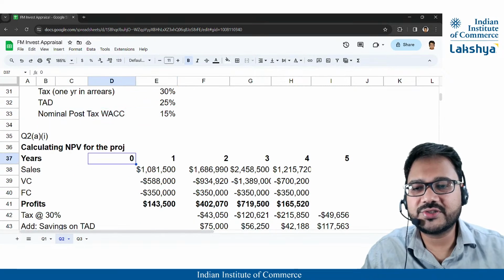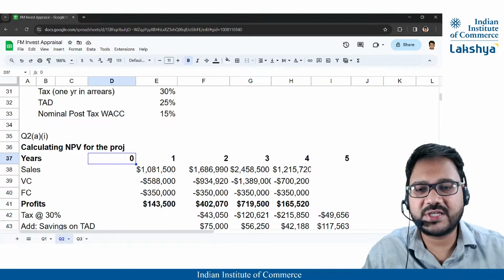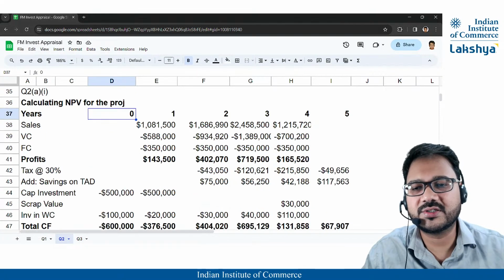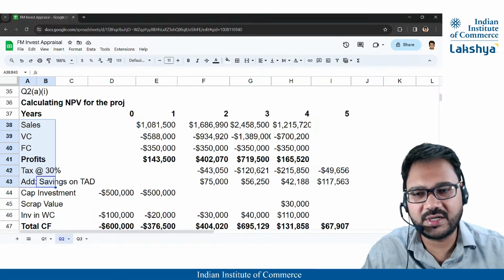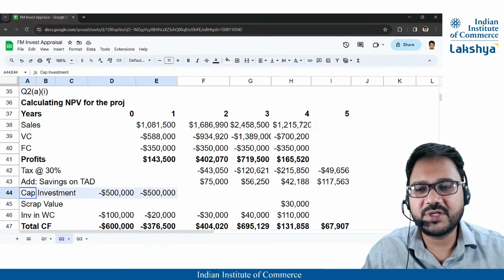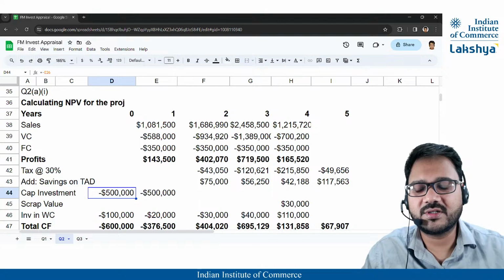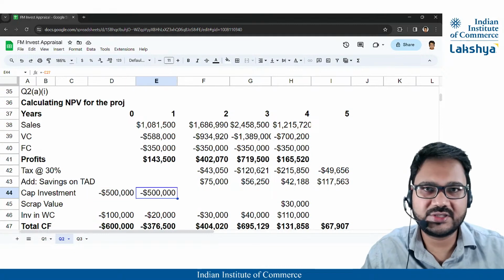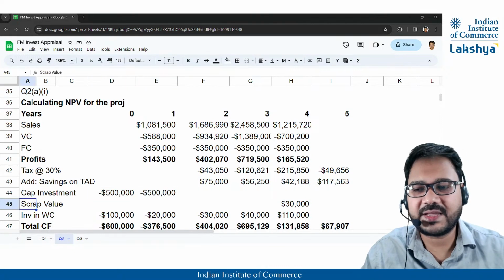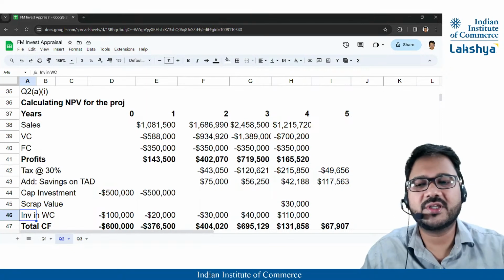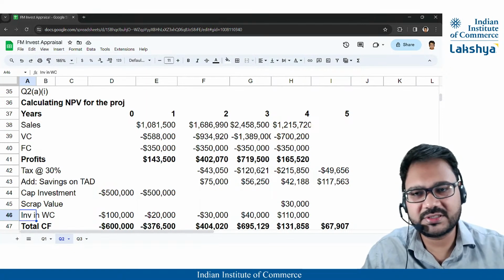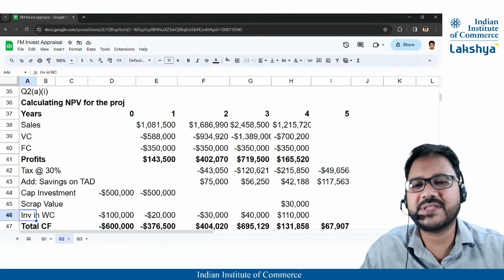Okay, so year 0, as I've suggested, we will write at the end after all the taxes and everything is dealt with. So capital investment: today we are paying 500, next year we are paying 500. Scrap value that gets released at the end of the project is $30,000. And investment in working capital will be part of a working note, so we'll write it later. So first off, sales.